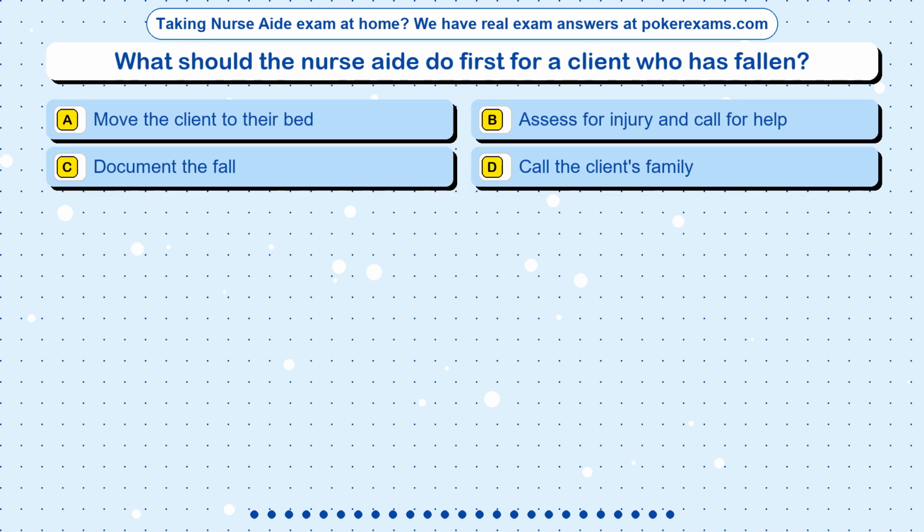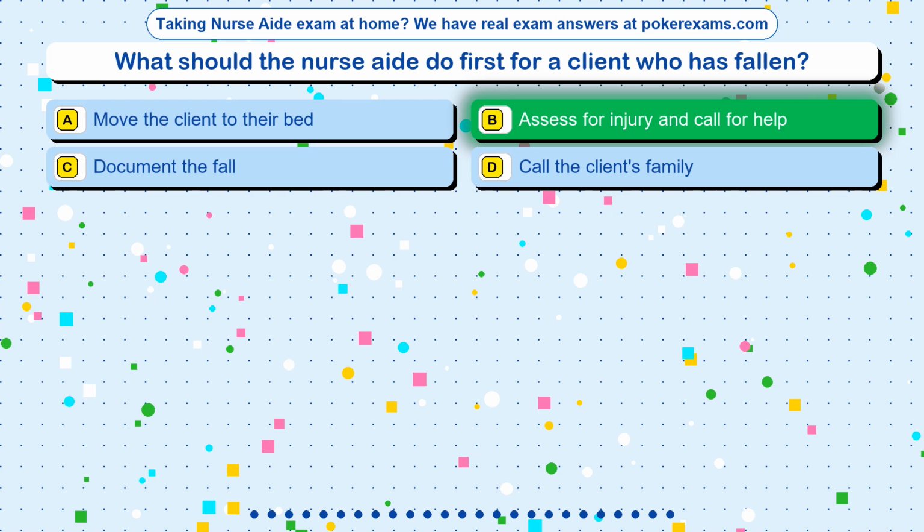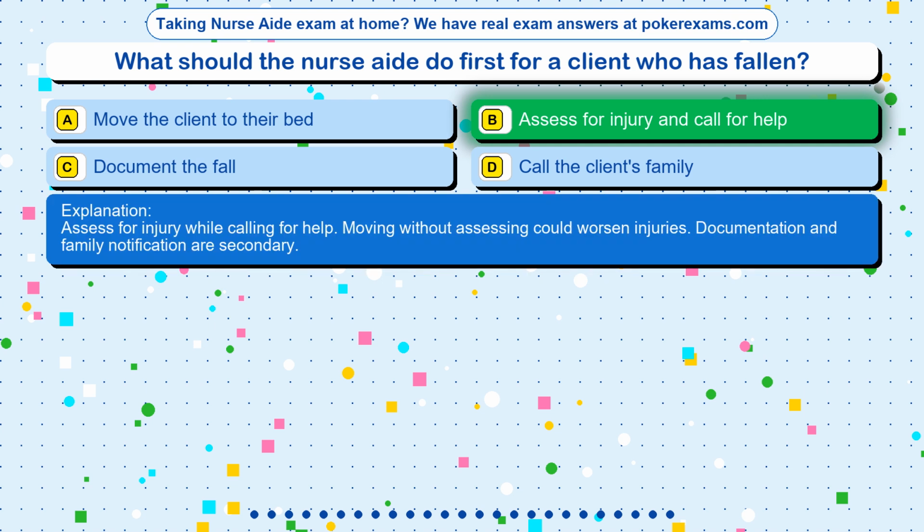Question 8. What should the nurse aide do first for a client who has fallen? Option A, move the client to their bed. Option B, assess for injury and call for help. Option C, document the fall. Option D, call the client's family. The correct answer is option B. Assess for injury and call for help. Assess for injury while calling for help. Moving without assessing could worsen injuries. Documentation and family notification are secondary.